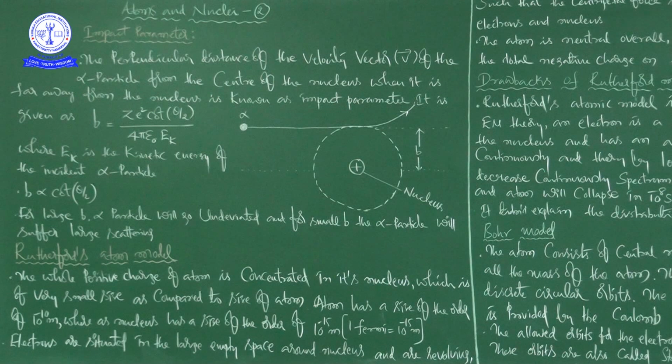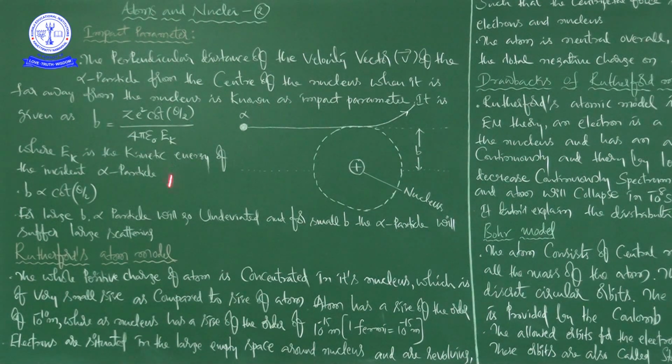So from our previous class, our concentration was on what an alpha particle is, what the alpha particle scattering experiment is, and the expression for the distance of closest approach. These are the major things we discussed. Now in this class we start with impact parameter.